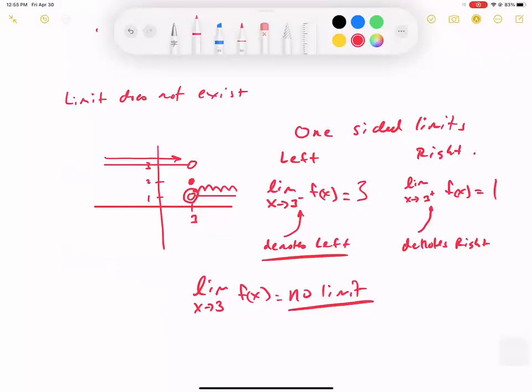Why is it no limit? You can't tell me what it looks like. One person says 3, one person says 1. You're not in agreement. Limit does not exist. No limit.